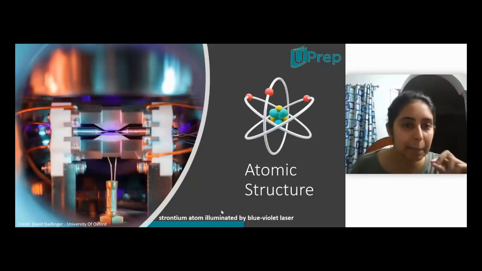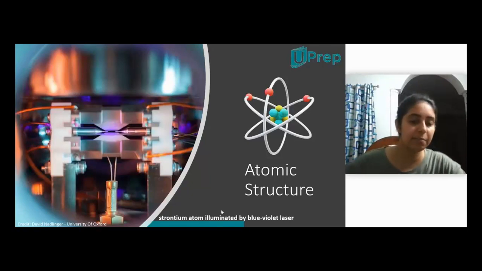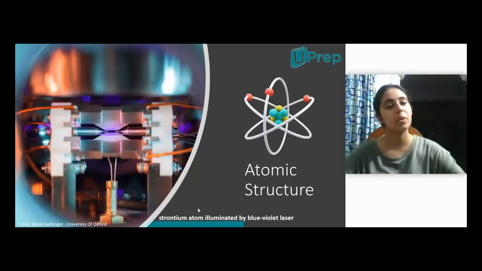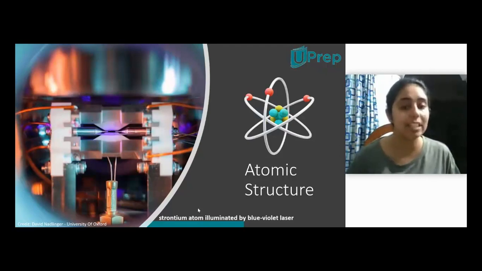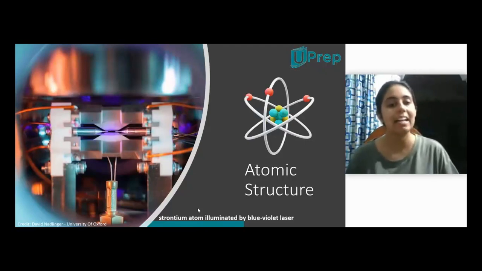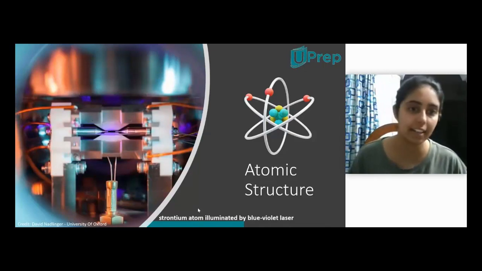Are you guys able to spot the atom in that picture on the left-hand side? Are you able to see the atom? With all this technology, with all the imaging and everything, the scientists were finally able to isolate a strontium atom and take a picture of it by illuminating it with a blue-violet laser light.